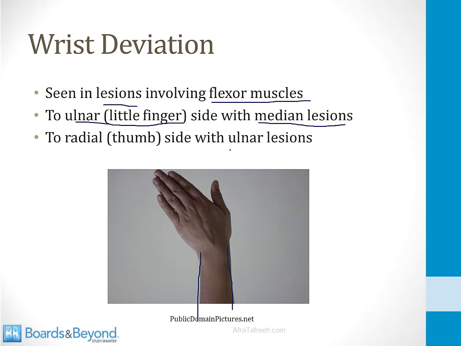The opposite is true with an ulnar lesion. So if you have a lesion on the ulnar side, meaning innervation to the wrist flexors on this side are lost, then this means that the radial side muscles innervated by the median nerve will dominate and they will deviate the wrist in this direction. So if you know this, especially for board questions, it's very helpful. In a median nerve lesion and wrist flexion, the wrist will deviate to the ulnar side, and in an ulnar nerve lesion, the wrist will deviate toward the radial side.